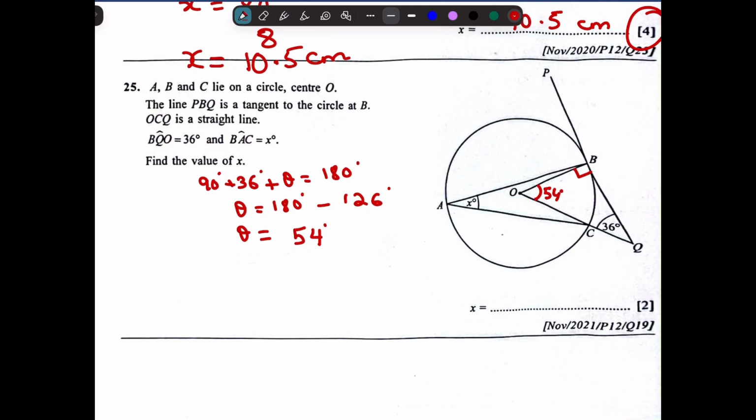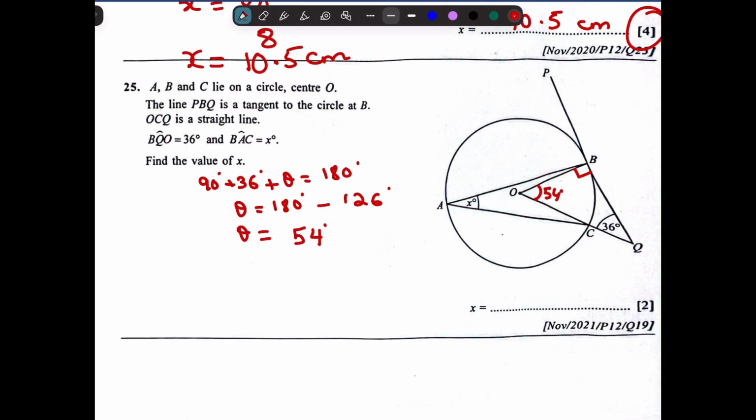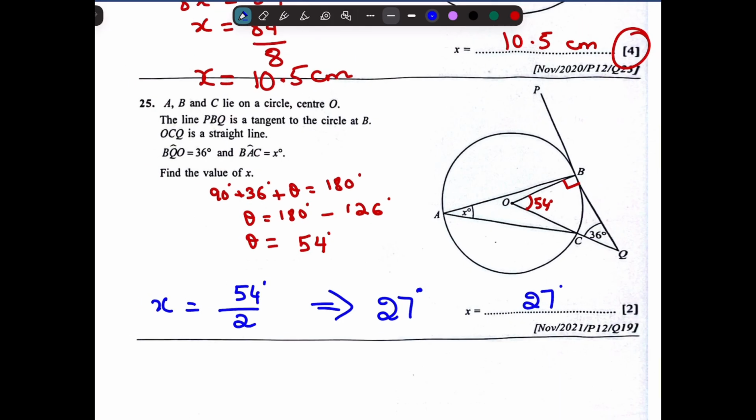And as already seen, the angle subtended by the arc BC at the center is 54. And that subtended at the circumference is x. So the angle at the center is twice the angle at the circumference. So all we have to do is divide 54 by 2 to find the value of x. So that is going to be 27 degrees. So angle x is 27 degrees.